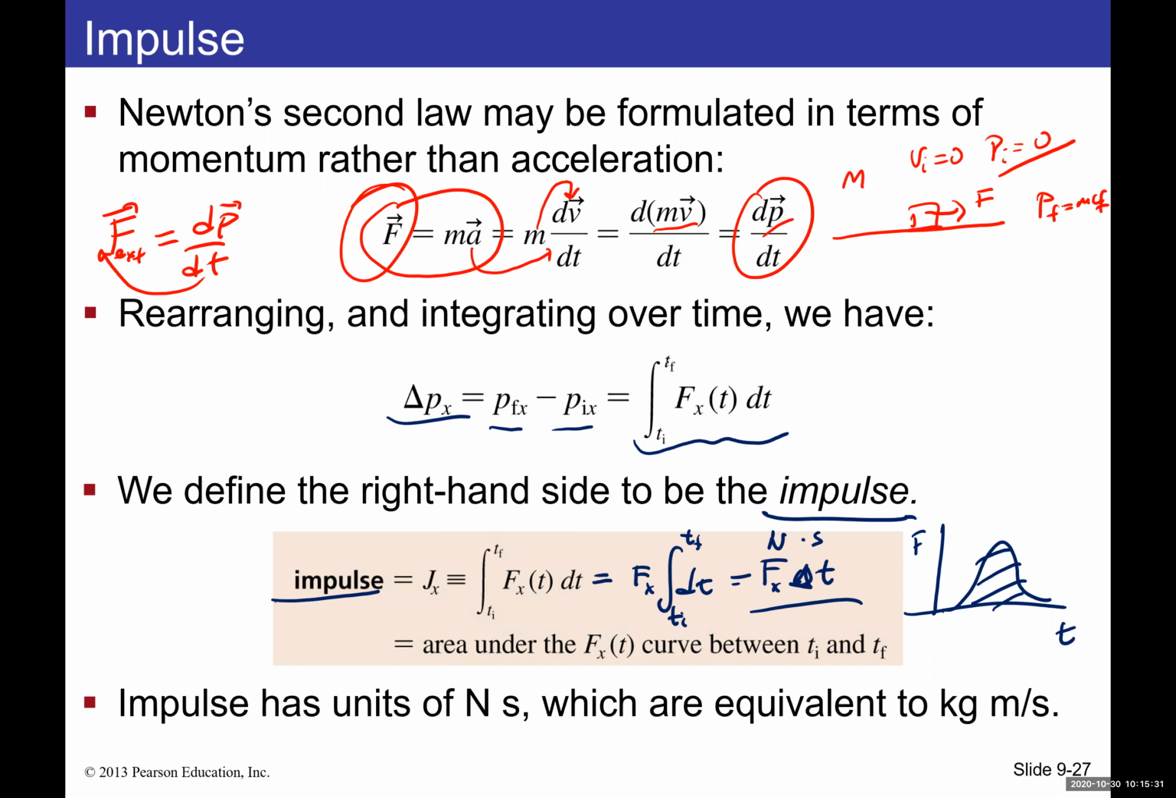This is now impulse, which is also equal to the change in momentum. But change in momentum has units of kilograms meter per second, and this one is newtons times seconds, which means they're equivalent. Newton seconds is equivalent to kilogram meter per second, which you should be able to derive, no problem with that.